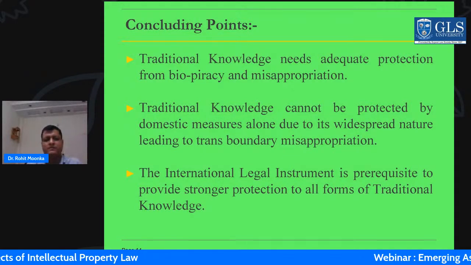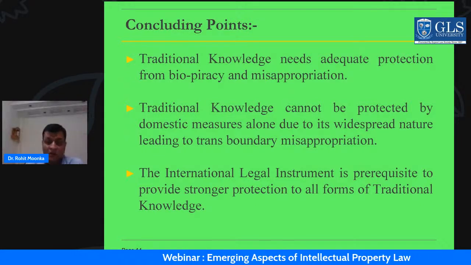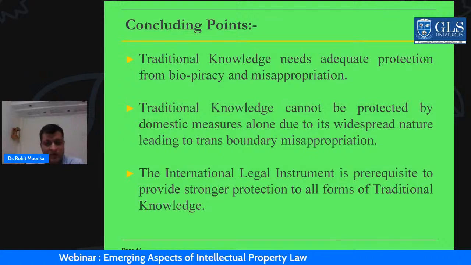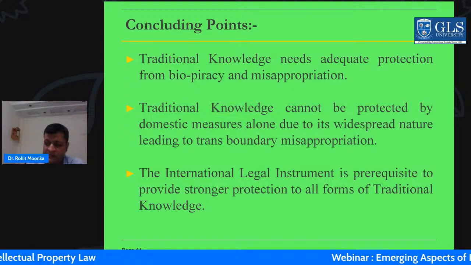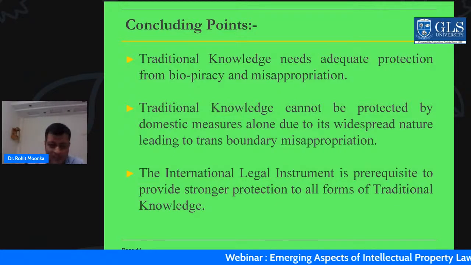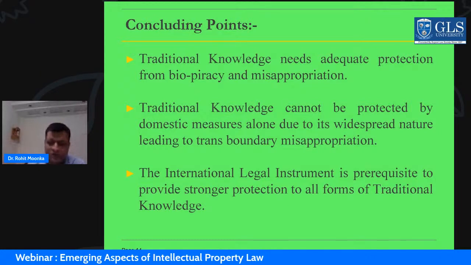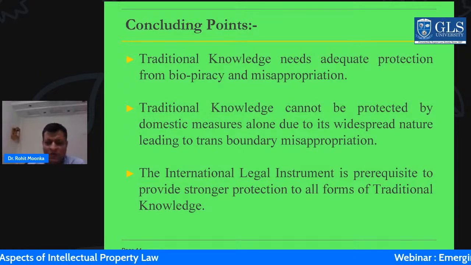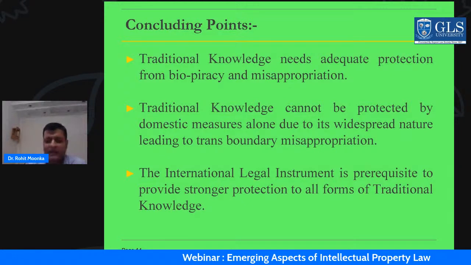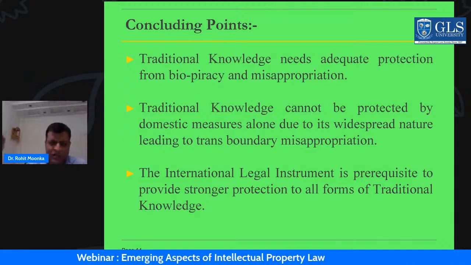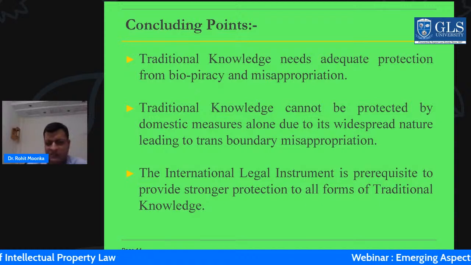Now we are moving towards the conclusion of this. As you can see from the discussion so far, traditional knowledge, of course, needs adequate protection from biopiracy and misappropriation. You can't let go this sea of knowledge, which has been evolved, sustained, and developed over a period of time and passed on from generation to generation. It cannot be allowed to be misappropriated by some individuals, companies, or organizations and claimed as their own without sharing a single penny of revenue with the actual knowledge holder. So that is the first and foremost thing which needs to be done.